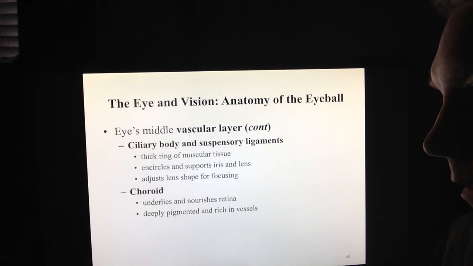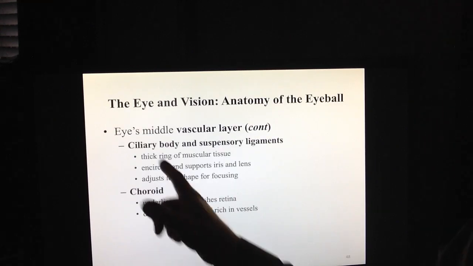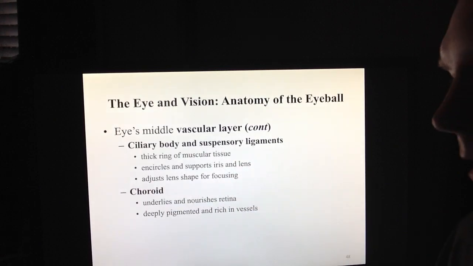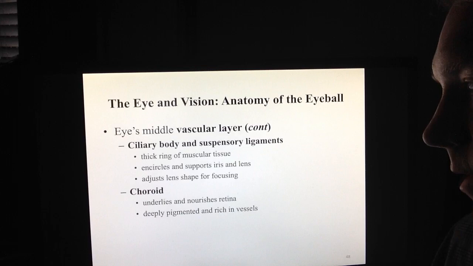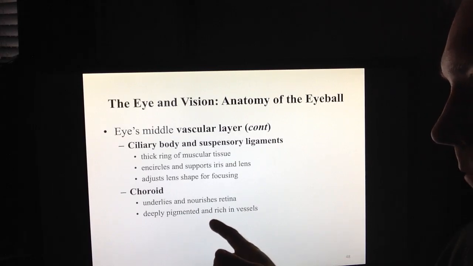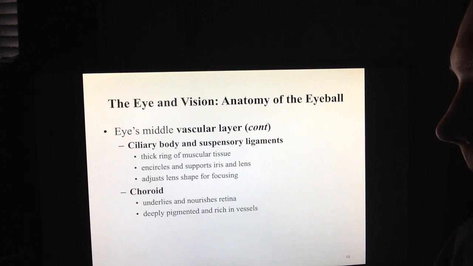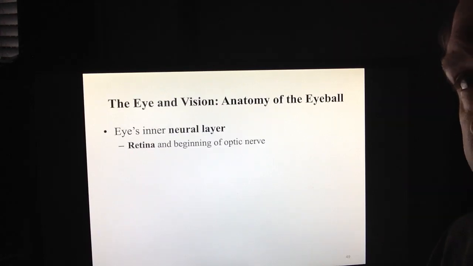Alright, ciliary body, we have to know. It is smooth muscle that pulls on these suspensory ligaments that are attached to the lens. It changes the shape of the lens. The choroid is the middle layer. It's the vascular layer. It's where the blood vessels are. We need to know that word vascular forever. Vascular means has blood vessels, avascular, no blood vessels, etc.